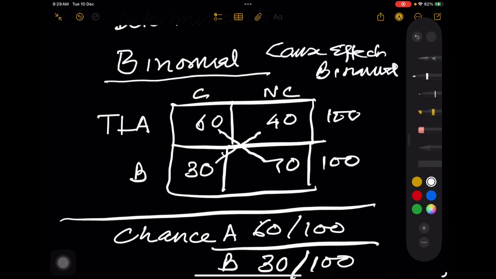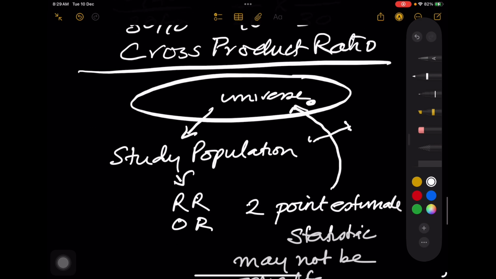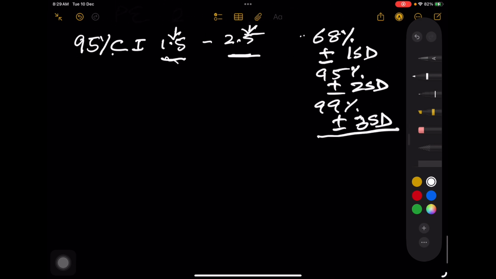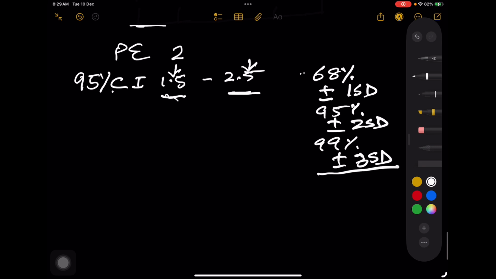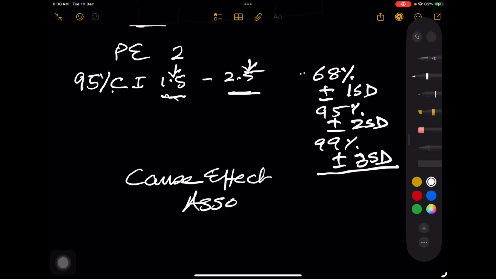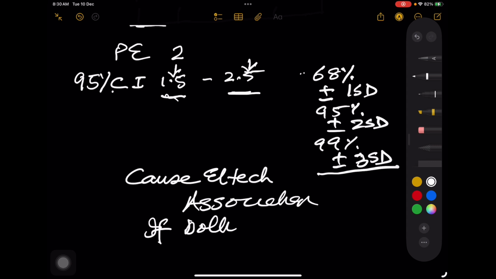So one way of dealing with categorical variables, one type of categorical variable is binomial, when there are only two values and one value excludes the other. So this is about association, cause, effect, association, if both are binomial.